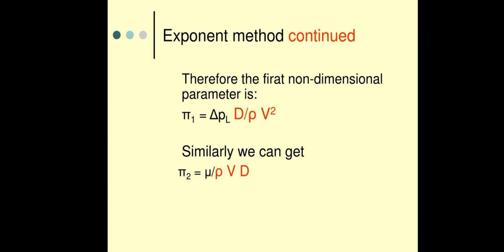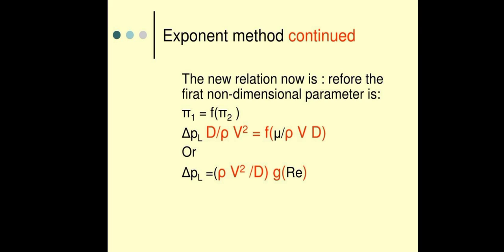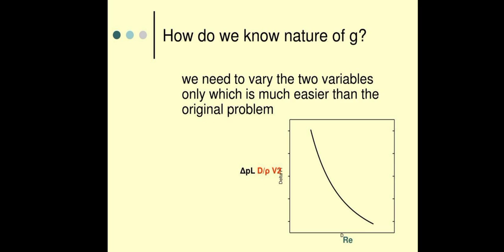Then, continuing, the first non-dimensional parameter is pi 1 is equal to delta PL d by rho V square. Similarly, we can get pi 2 is equal to mu by rho V D. The new relation is that the first non-dimensional parameter pi 1 is a function of pi 2. Delta PL d by rho V square is equal to F of mu by rho V d, or delta PL is equal to rho V square by d times G of Re.